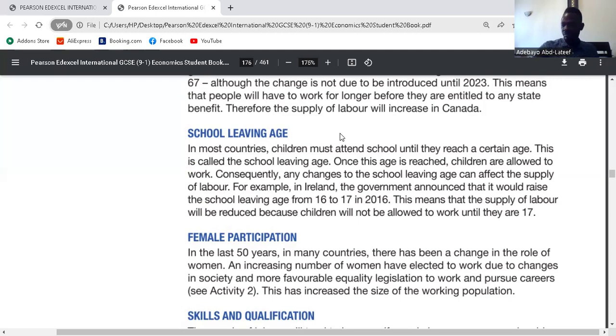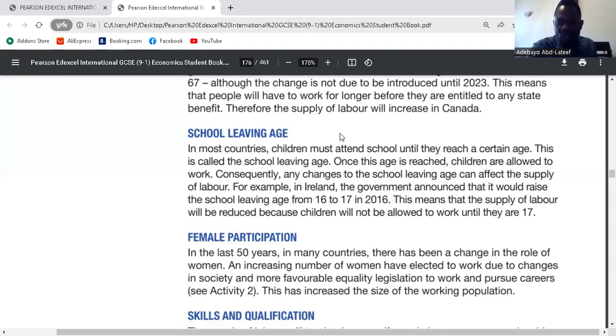let me just explain it. For school leaving age, if the amount of time children have to spend in school before they finish school is high, the supply of labor would fall. But if government reduces the school leaving age, then people will be able to work at a tender age. The supply of labor would increase. Is it clear? That's the point about that. Any question? No.